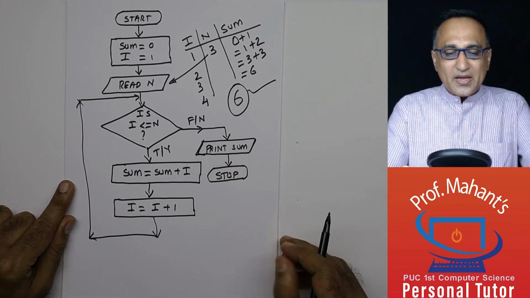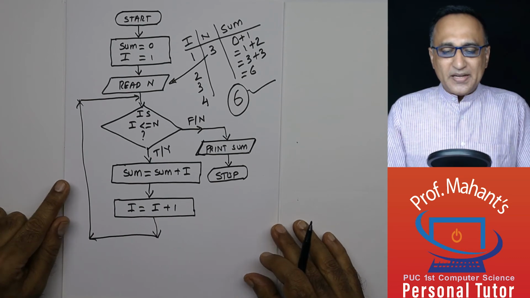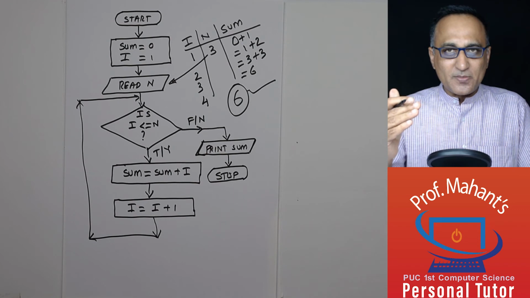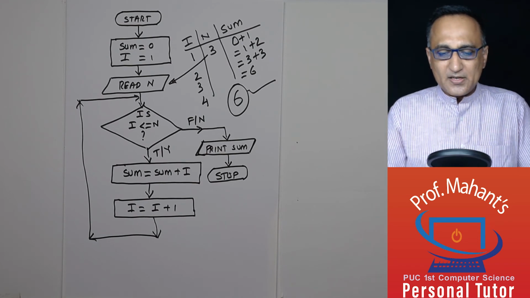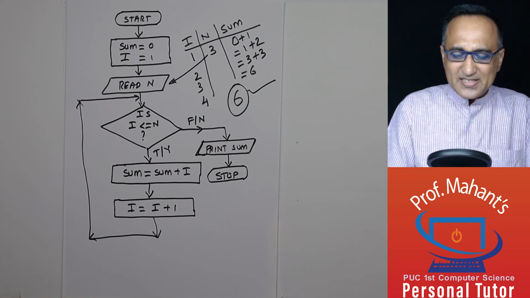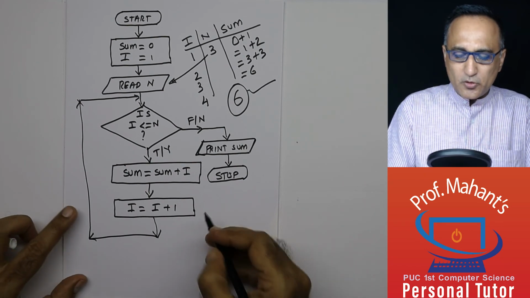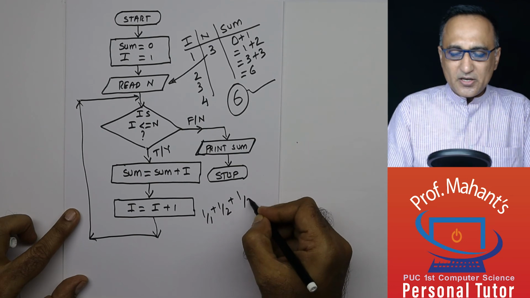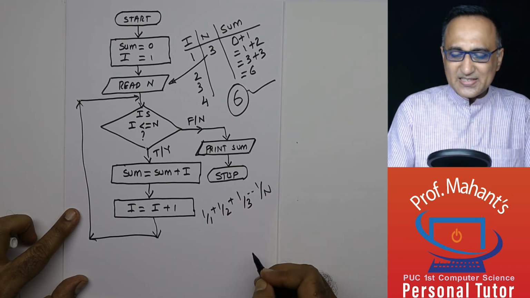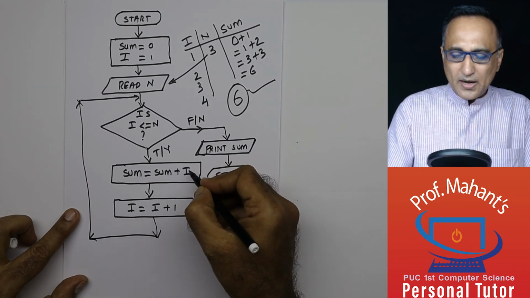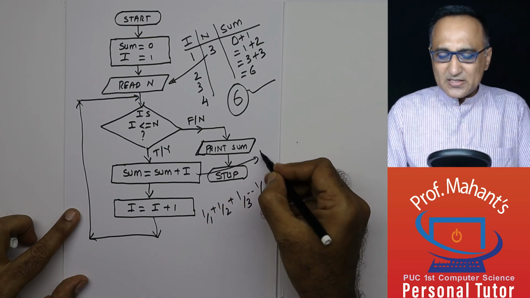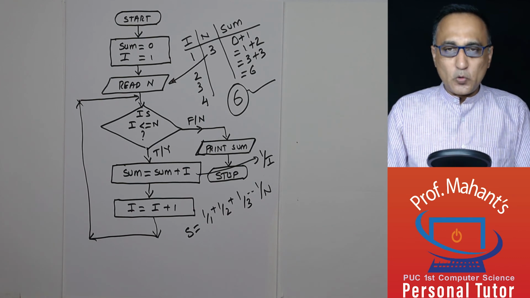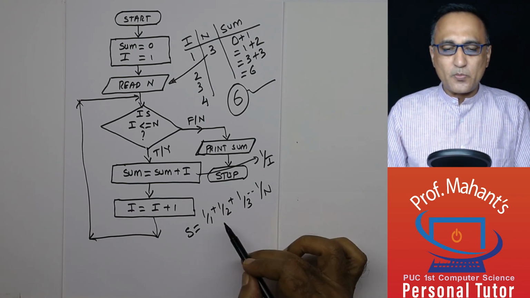So this is the way how you go about finding the sum of natural numbers from 1 to n. Suppose you had to find the sum of a series like this, 1 upon 1 plus 1 upon 2 plus 1 upon 3, like this all the way till 1 upon n. You would have simply made this I as 1 upon I. So you can try to find the sum of this series where sum is equal to 1 upon 1 plus 1 upon 2 plus 1 upon 3 all the way till 1 upon n.